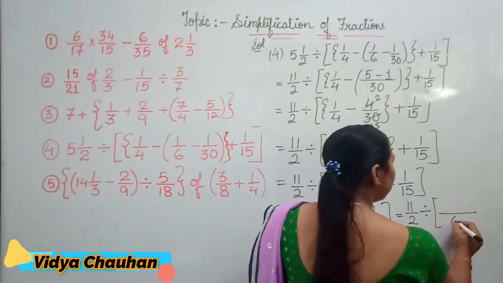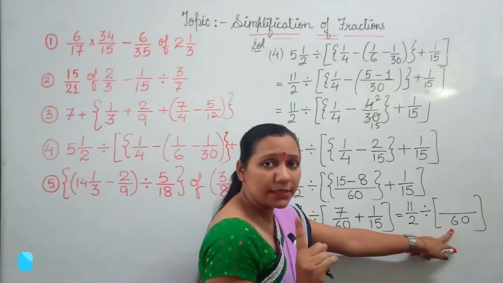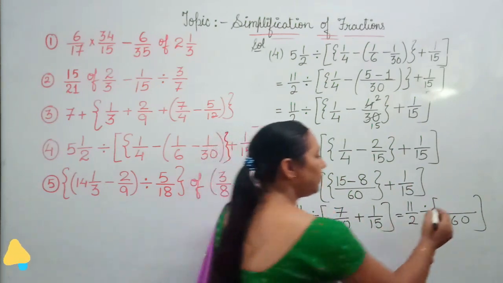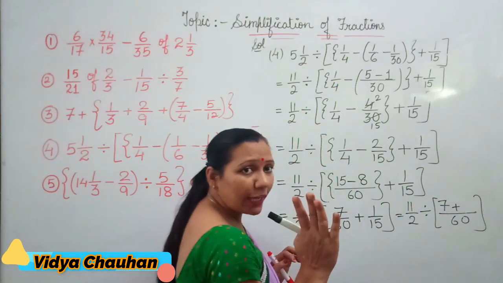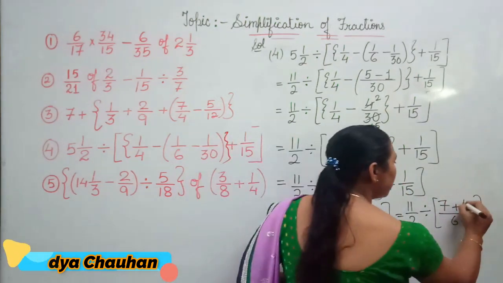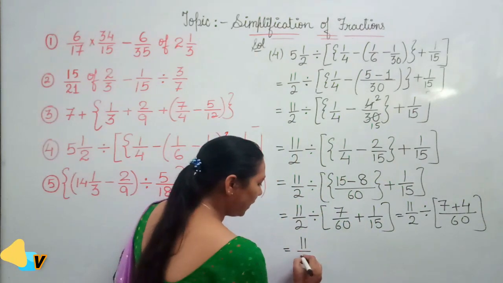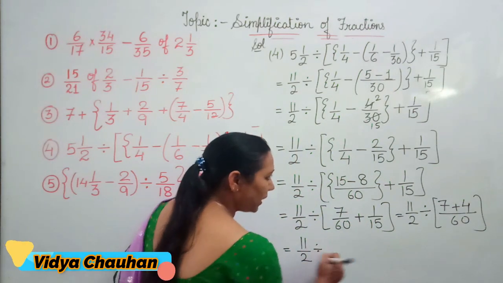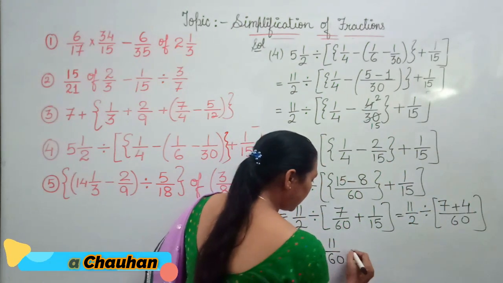The LCM is 60. Now 60 1 times is 60 and 1 multiplied by 7 is 7, plus 15 4 times is 60 and 4 one time is 4. In the next step, we can write it as 11 upon 2 divided by 7 plus 4, 11 upon 60.